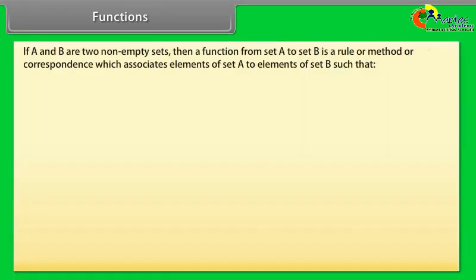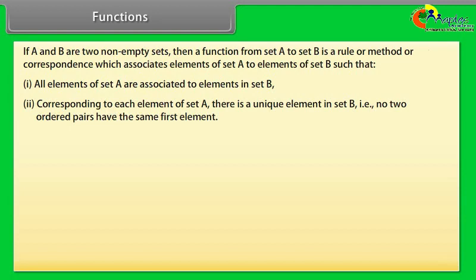Functions. If A and B are two non-empty sets, then a function from set A to set B is a rule or method or correspondence which associates elements of set A to elements of set B, such that 1. All elements of set A are associated to elements in set B. 2. Corresponding to each element of set A, there is a unique element in set B, that is, no two ordered pairs have the same first element.